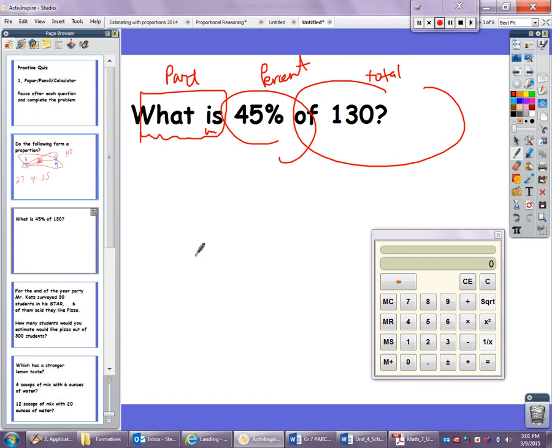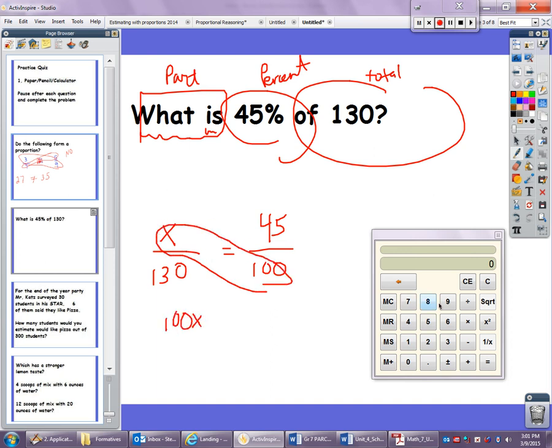So I set up my percent proportion. It's always the part over the whole equals the percent over 100. Well, I do know the percent, 45 over 100. Of 130, that's the total, and I don't know the part of 130. So I make my percent proportion and cross multiply. 100 times x is 100x. 45 times 130 is equal to 5,850.